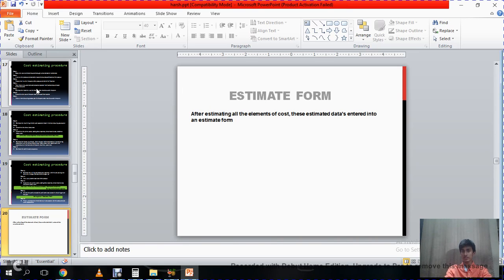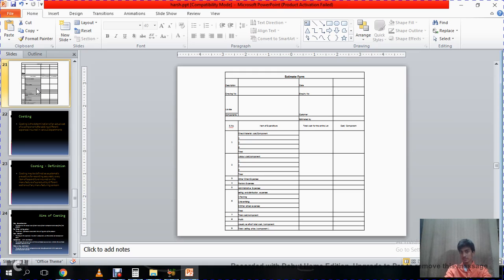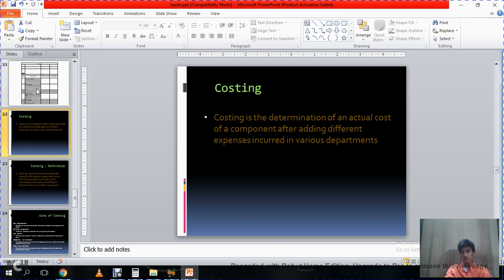Now, this is what an estimate form looks like. This is the basic layout of an estimate form. Here you have to write all the materials that you require, their quantity and their weight with the volume and the local cost. With that, in one column, you'll write the total cost of those quantities, and then you'll have to add and estimate the final cost of the project. Now, this costing is the determination of an actual cost of a component after adding different expenses individually in various departments.